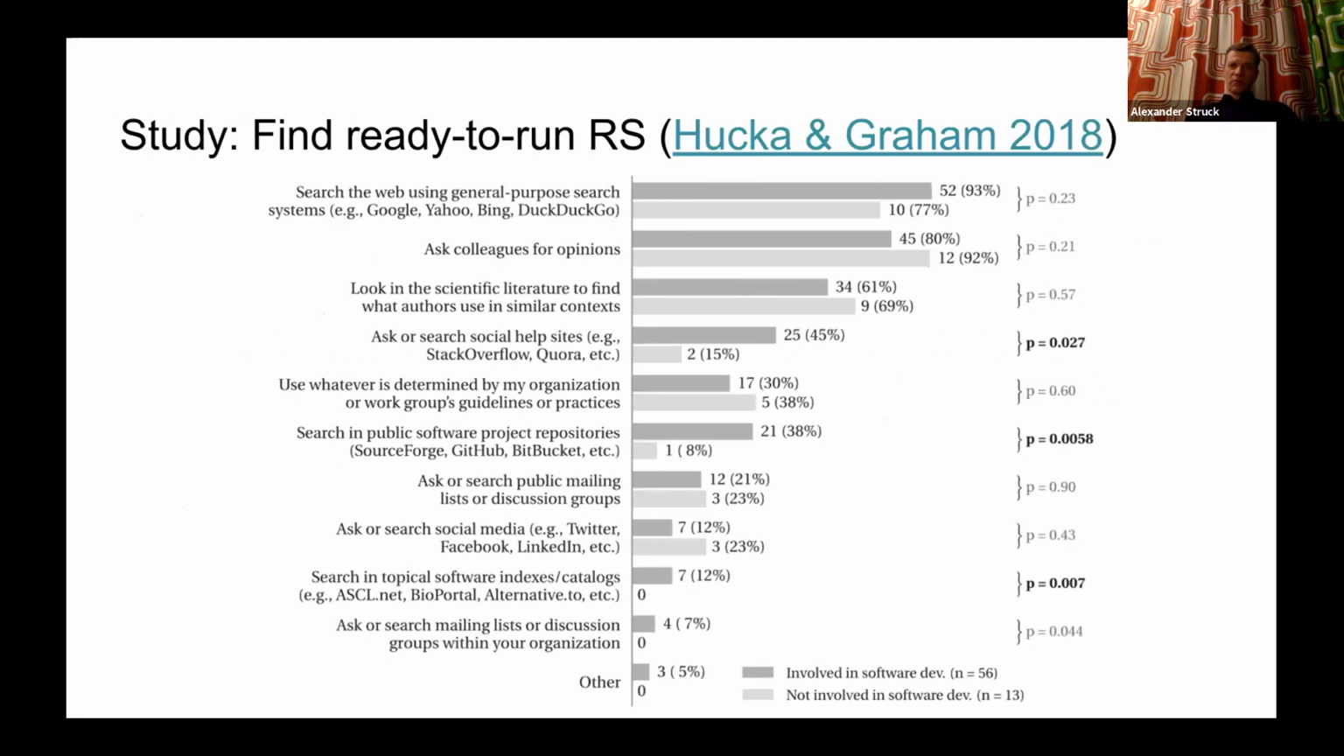I found one of the very few studies covering how to actually find research software. And as you can see, many participants in the study still use general purpose web search engines. Some ask colleagues for their opinion. Some even look for software mentions in the scientific literature. And then it goes down from there to social help sites and so on.